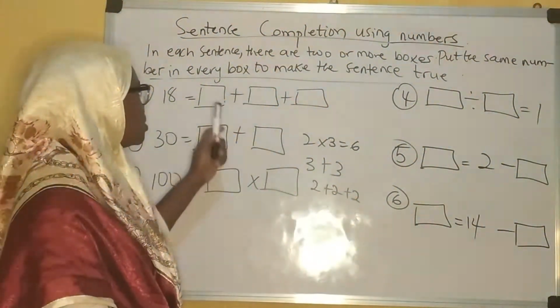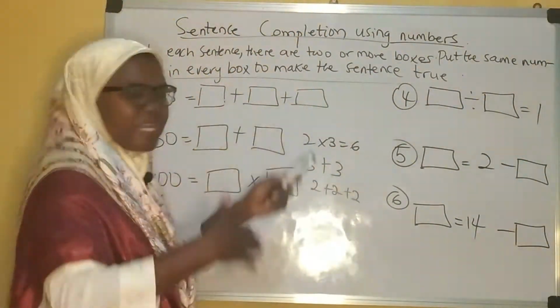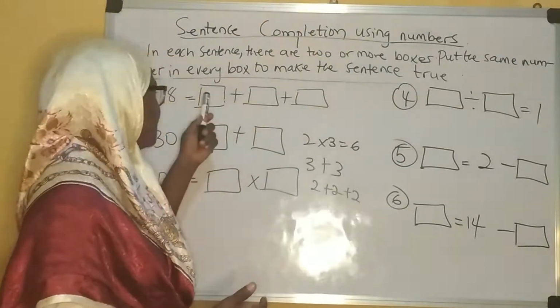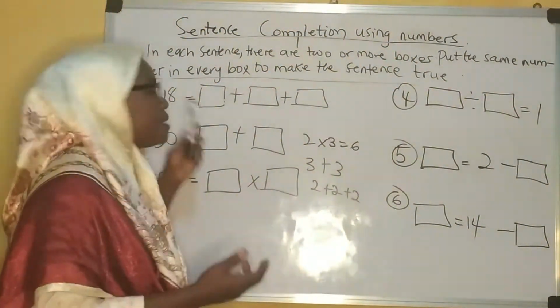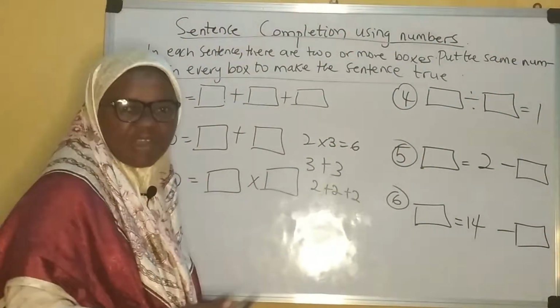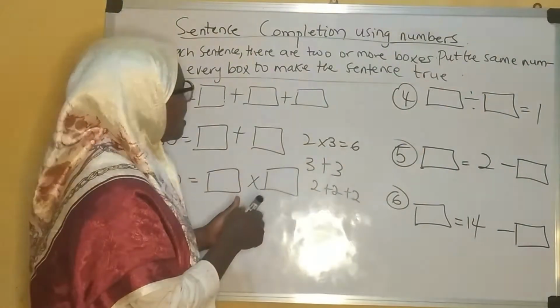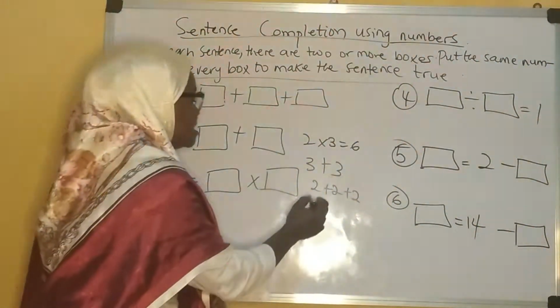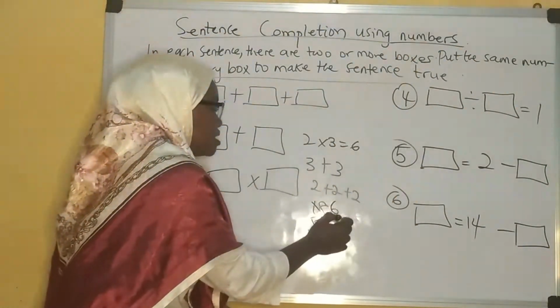Now I have 18 equal to this plus this plus this, meaning that I have a number that is appearing in 3 places. So if I have 3 numbers here, it suffices to say that I can divide 18 by the number of boxes that I have up here. I can say 1, 2, 3 boxes. I can say my 18 divided by 3. How many 3s in 18? 6. So I can say 6.